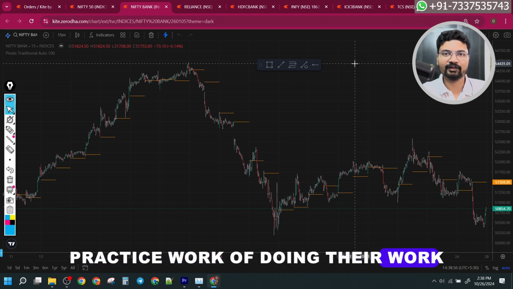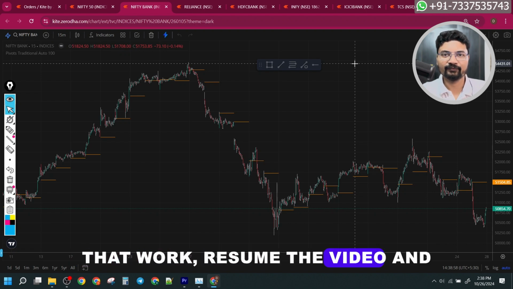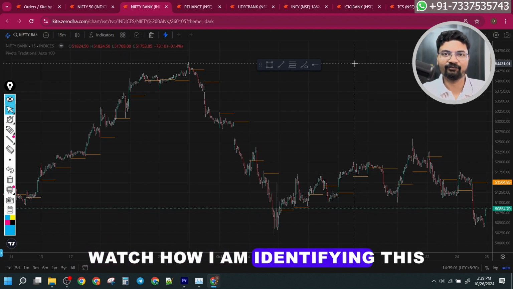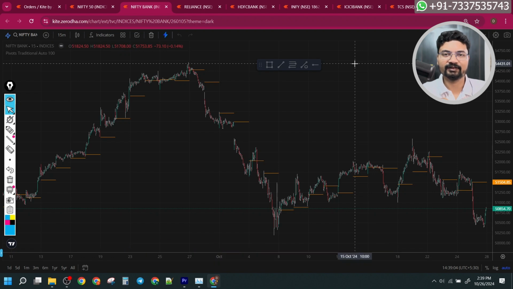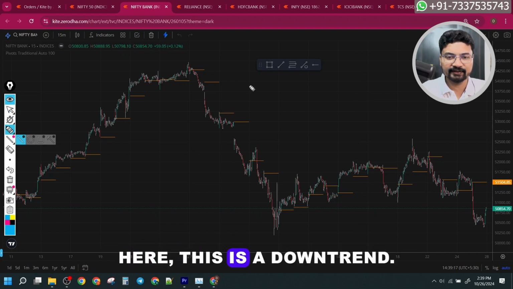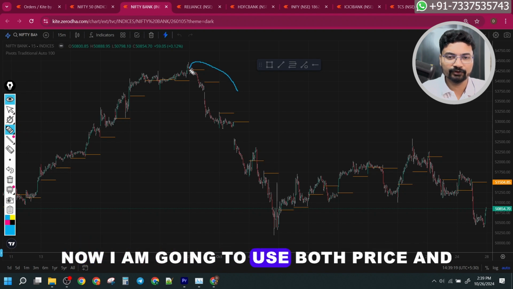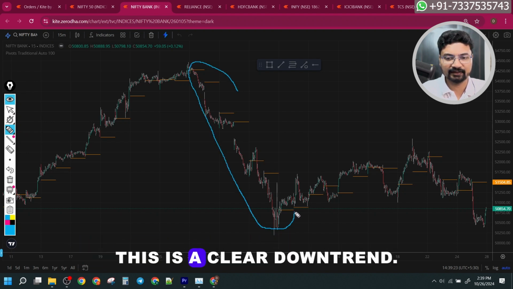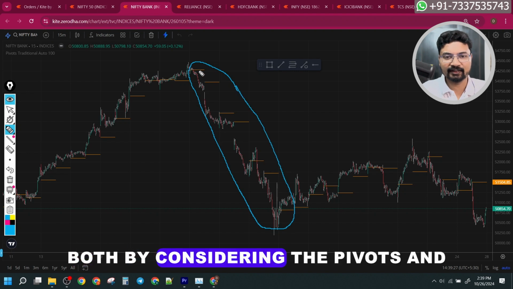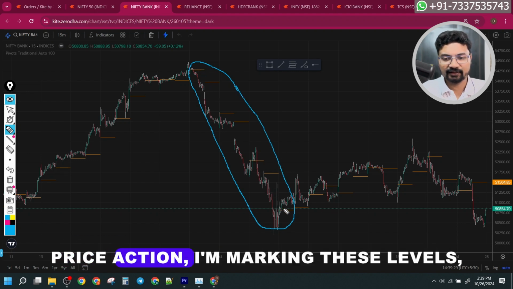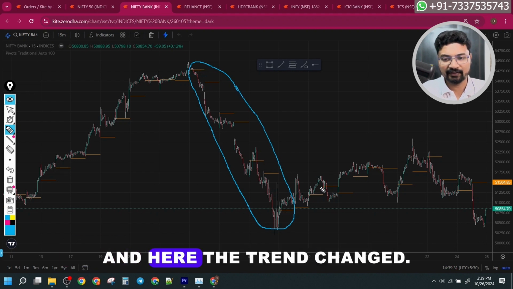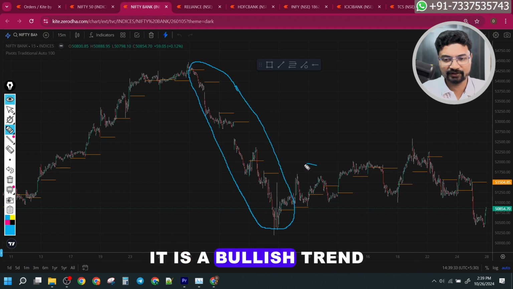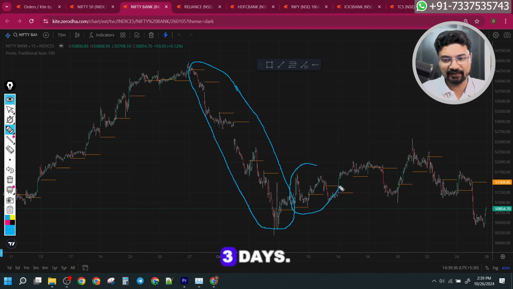After doing that work, resume the video and watch how I am identifying this uptrend and downtrends using a price action and using a pivots. Here this is a downtrend. Now I am going to use both price and pivots directly without disabling. This is a clear downtrend. Both by considering pivots and price action, I am marking these levels, and here the trend changed. It is a bullish trend for this 3 days.